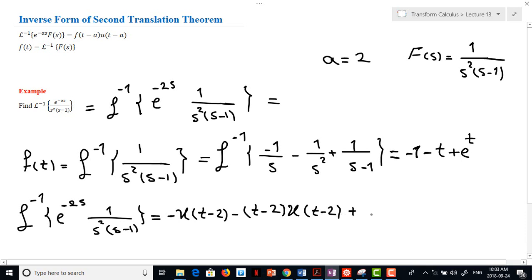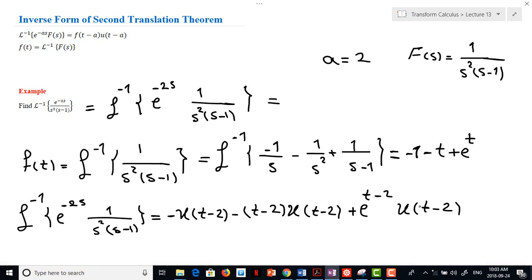And at the end, we have f(t) equal to e to the power of t, but we have to find f(t minus 2). So in fact, it's equal to e to the power of (t minus 2) times u(t minus 2). So we could find the Laplace inverse of this function using the inverse form of the second translation theorem.